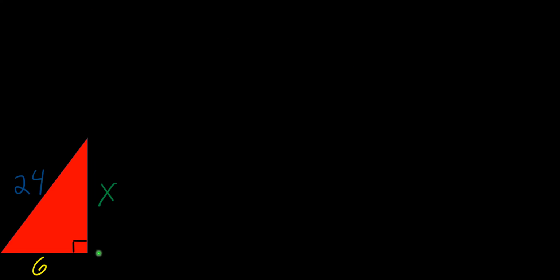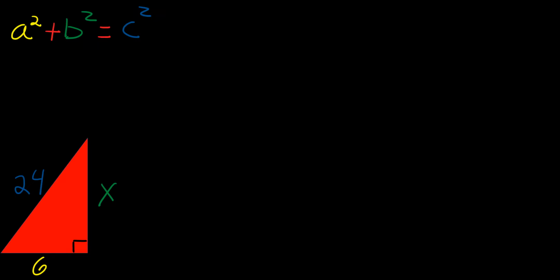In this example, we have a right triangle with one side that's 6, an unknown side that's x, and our hypotenuse, our longest side, which is 24. We want to find out the unknown side called x. So in order to do that, we can use our Pythagorean theorem, which is a squared plus b squared equals c squared. So we can say that our a is going to be equal to 6, our b is going to be equal to x, and our c is going to be equal to 24.